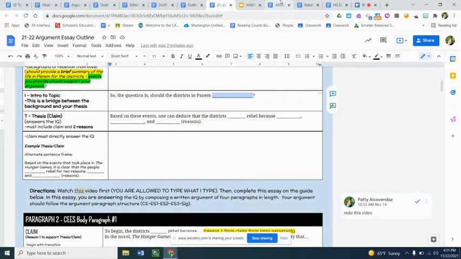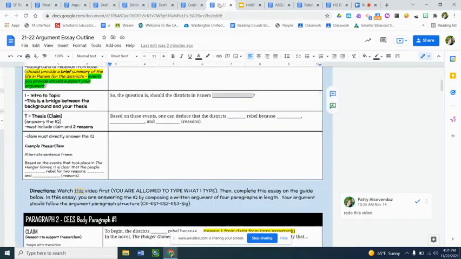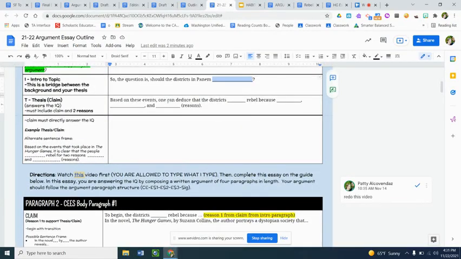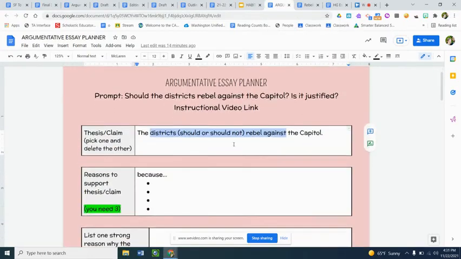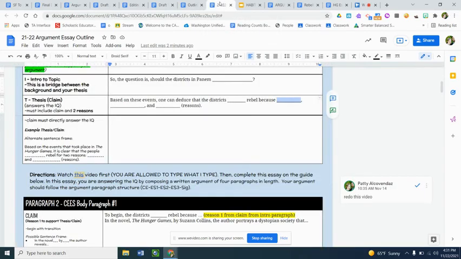So now I'm going to come back over here to my argument planner, because I have my claim here, or I should have my claim here. And I'm going to type, based on these events, one can deduce that the districts should or should not rebel because, and then there are your three reasons. I'm going to again come back here. I should have three reasons typed out right here, so I don't even have to think about it again. It's already done. Reason 1, reason 2, and reason 3.